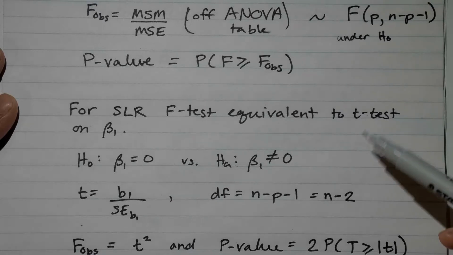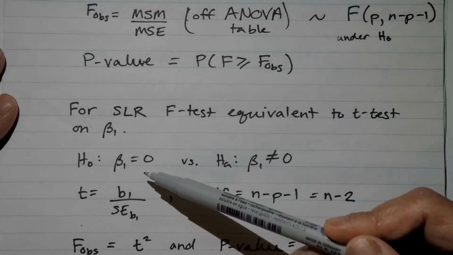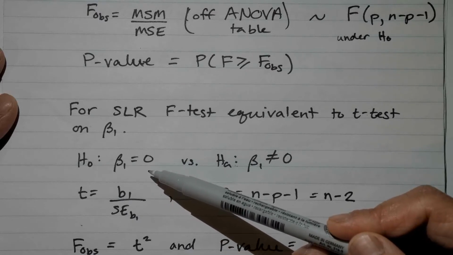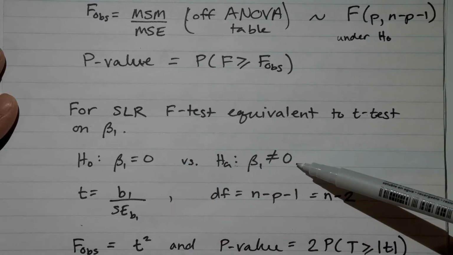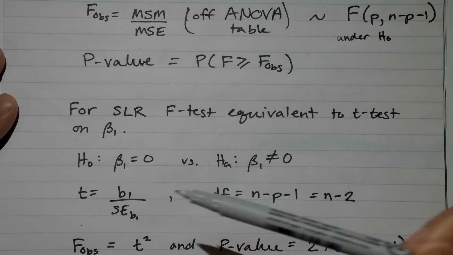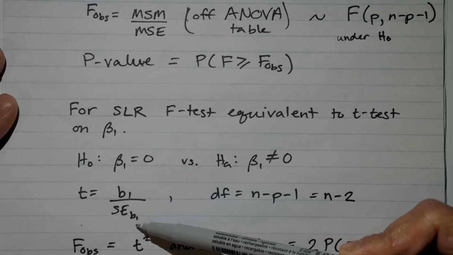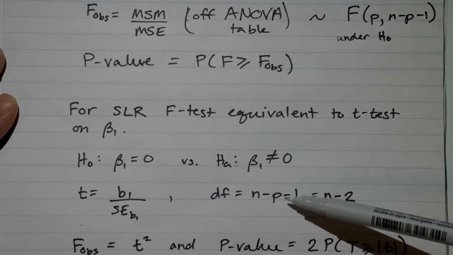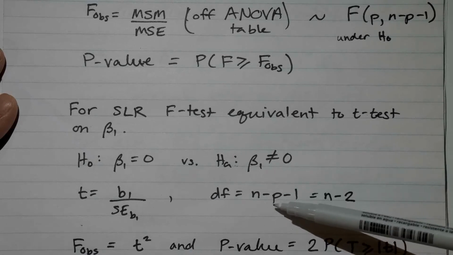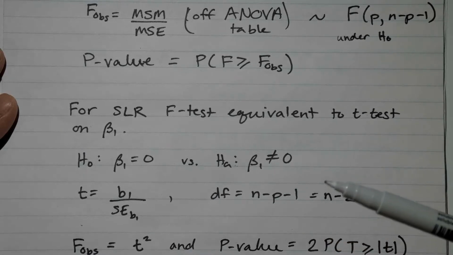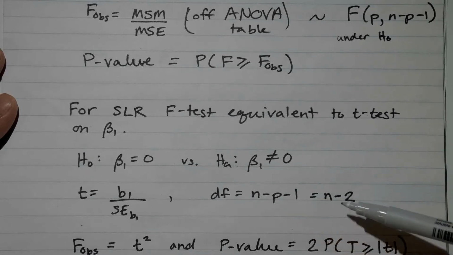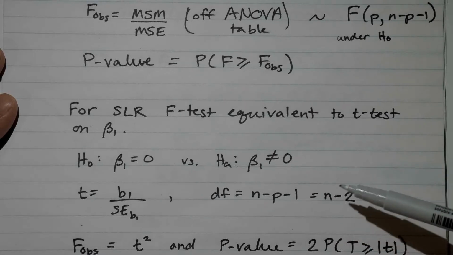In particular, if we looked at the two-sided test with a null hypothesis that beta 1 is equal to 0 versus the alternative that beta 1 is unequal to 0, then our test statistic is just the ratio of b1 over its standard error, with the degrees of freedom equal to n minus p minus 1. And since it's a simple linear regression, p is equal to 1. So degrees of freedom is just n minus 2.